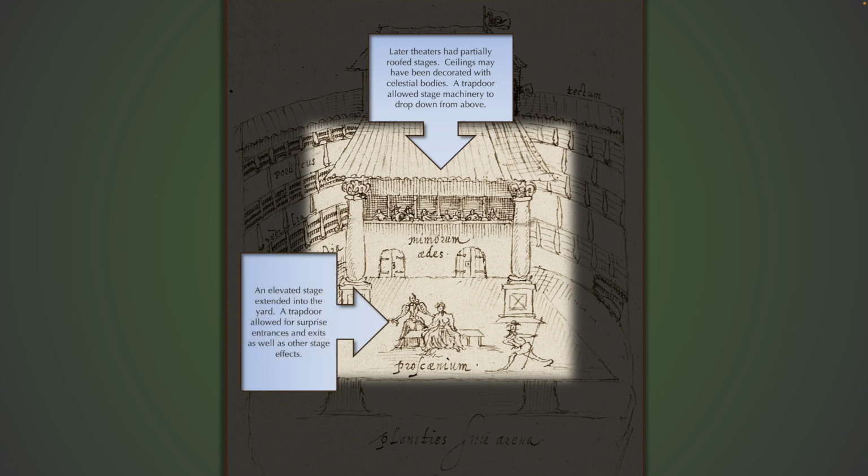And then an elevated stage extended into what was called the yard. A trapdoor could also be in the stage to allow for surprise entrances and exits, as well as other stage effects. This wall in the back of the stage with the two doors led to an enclosed area called the tiring room. This is where actors changed costumes between scenes and waited for their cues to re-enter the action on stage. The wall of the tiring room facing the audience could be decorated with scene paintings, of course.